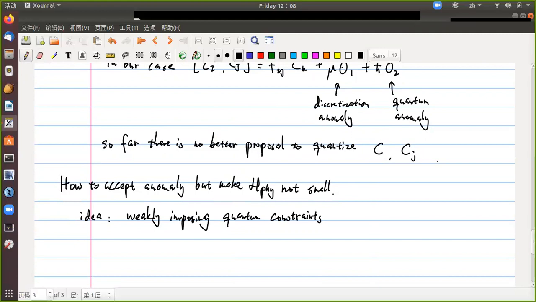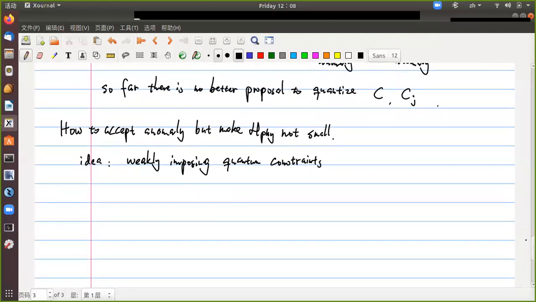Okay. So what we mean by weakly imposed constraint? So firstly, what is a strongly imposed quantum constraint? Our naive procedure is called strongly imposed constraint. Strongly imposing those constraints. It is just looking for solutions of this constraint equation.